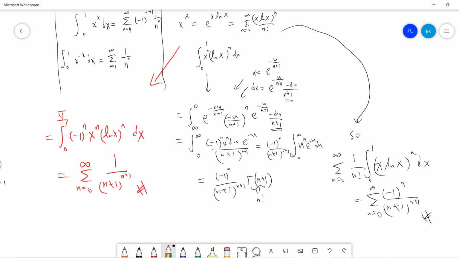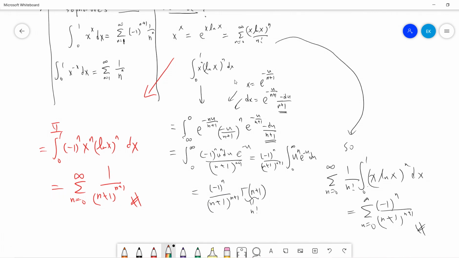So this integral finally becomes minus 1 to the power n divided by n plus 1 to the power n plus 1, times gamma of n plus 1, which is n factorial. So the right-hand side becomes the sum from n = 0 to infinity of 1 over n factorial times this integral. And very happily, we already proved this integral is the same as this. The n factorial will cancel, and finally you get minus 1 to the n, over n plus 1 to the n plus 1. Now I can shift n by 1, because this starts from 0, but if I shift it, I can make it start from n equals 1. That's why this is true. So we proved this here.